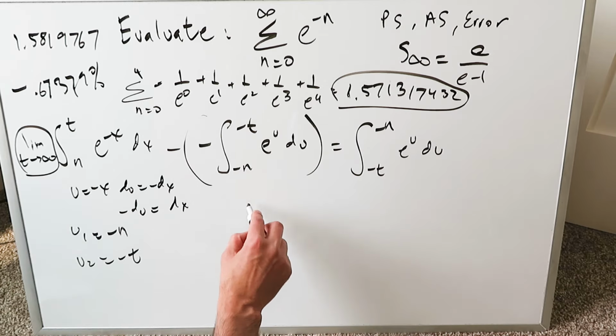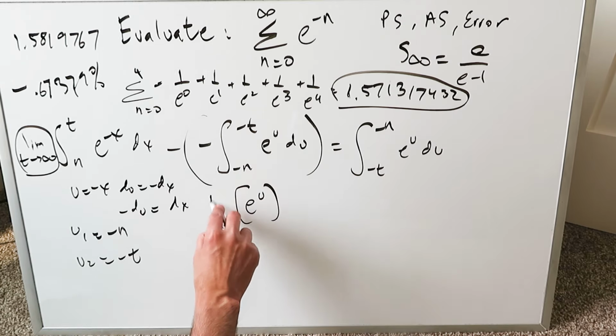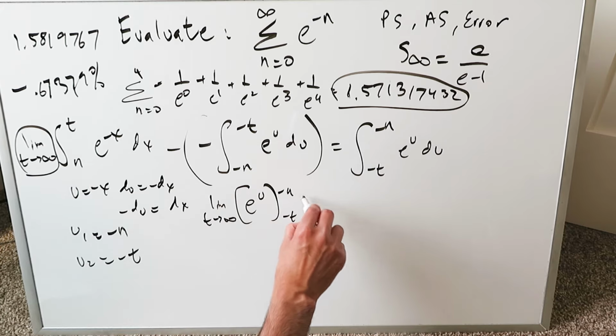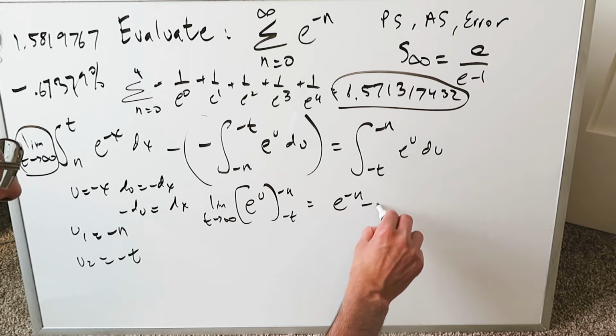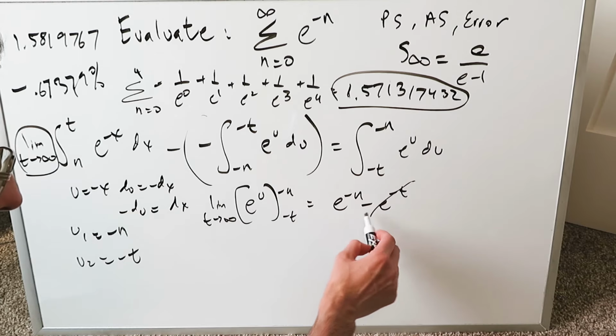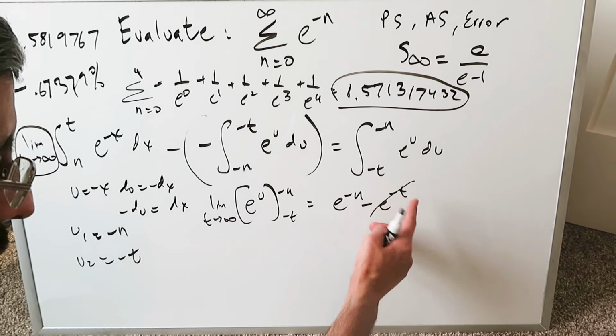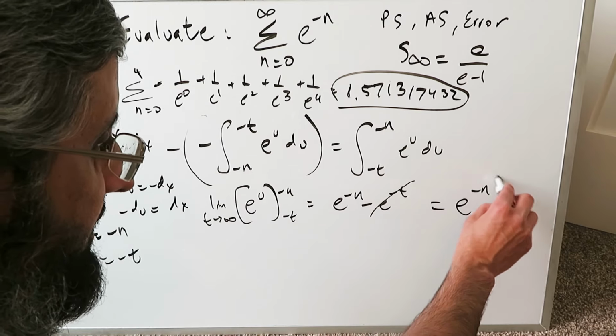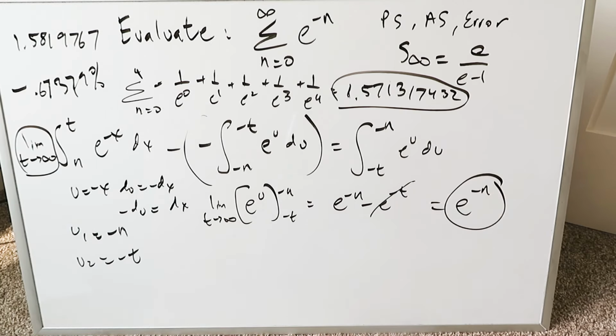Anyhow, what's the antiderivative here? It's e to the u. Limit as t approaches infinity, we're looking here at minus t to minus n. You have e to the minus n minus e to the minus t. This zeroes out because as t approaches infinity, you're looking at 1 over e to the infinity, which is just a 0. Your outcome of this integral procedure, which would give you that factor for error determination, is e to the minus n.